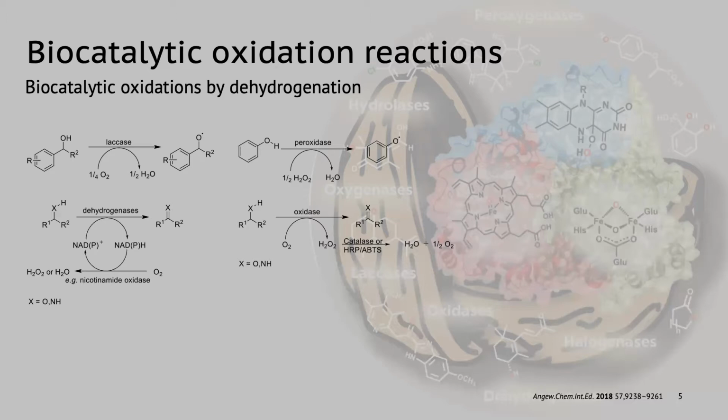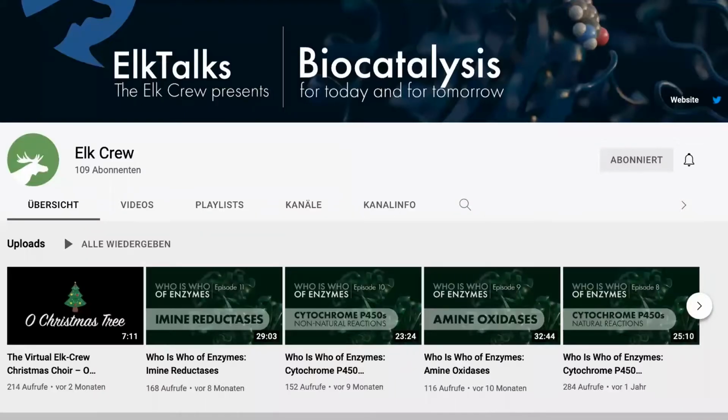Oxidases include flavoprotein oxidases, such as alcohol, but also amine and nicotinamide oxidases. And then there are the metalloflavin oxidases and heme protein oxidases. For more detailed information on the different enzyme classes, please have a look on our YouTube channel, where my colleagues also present other enzyme classes.